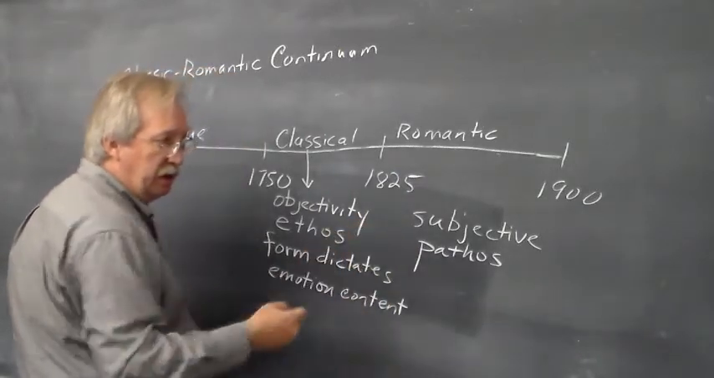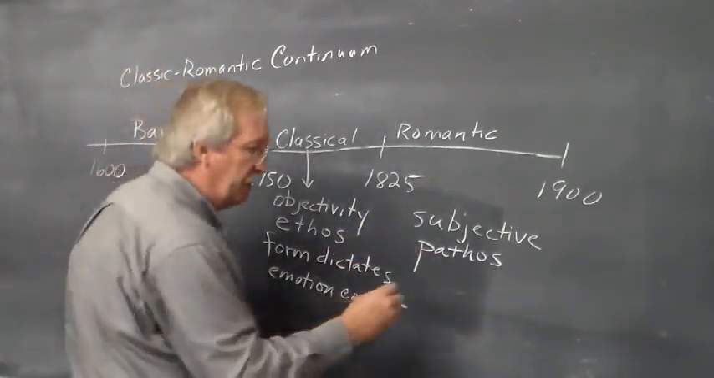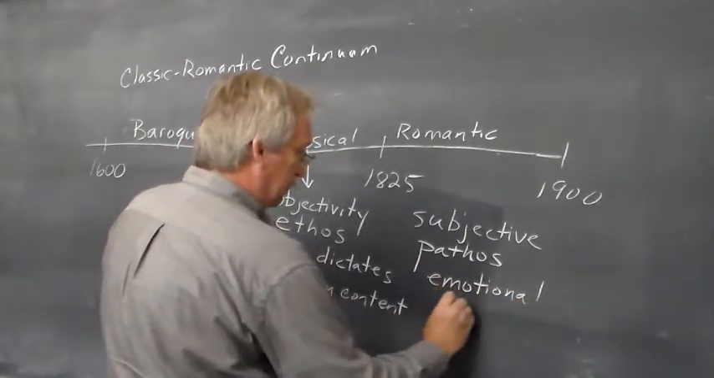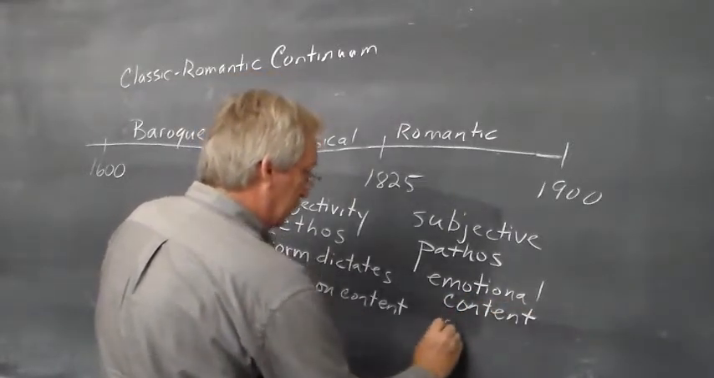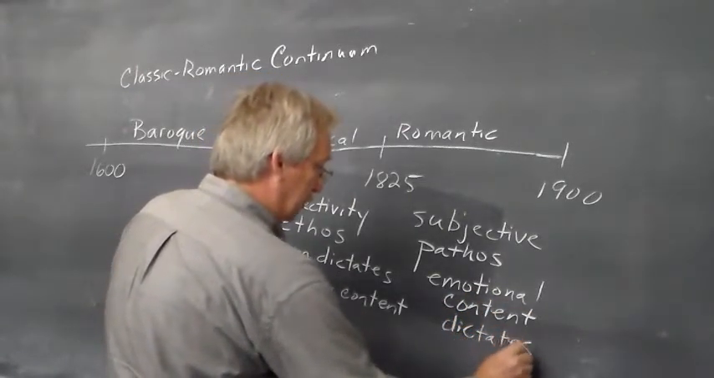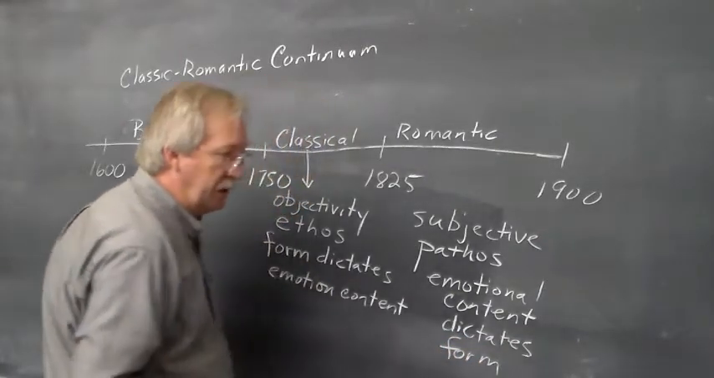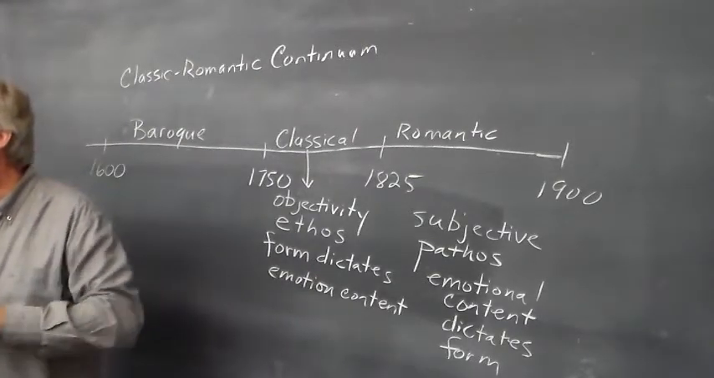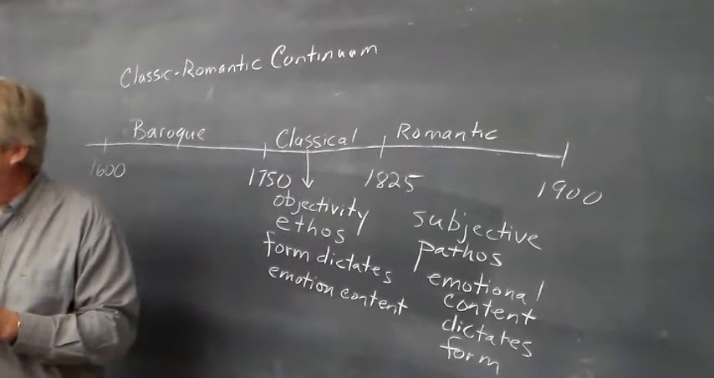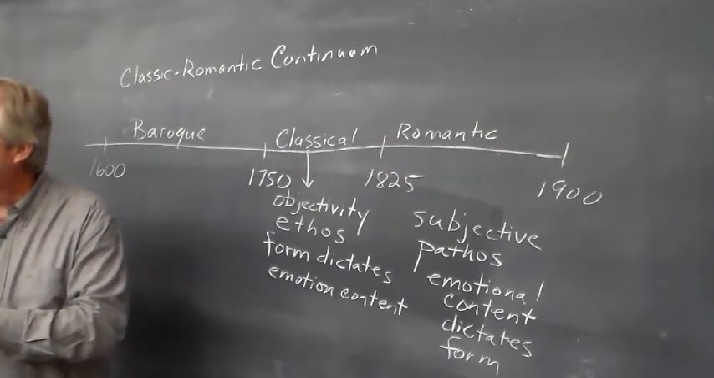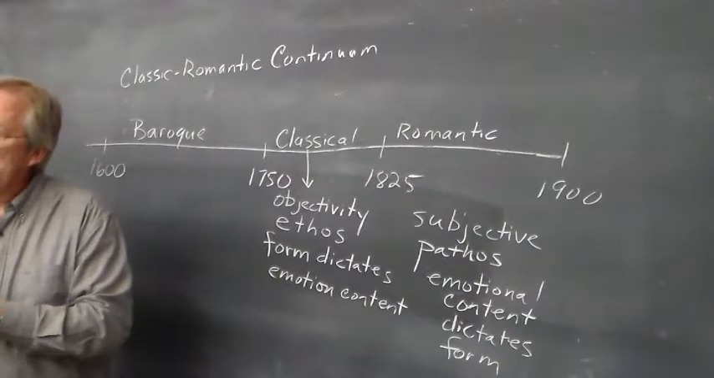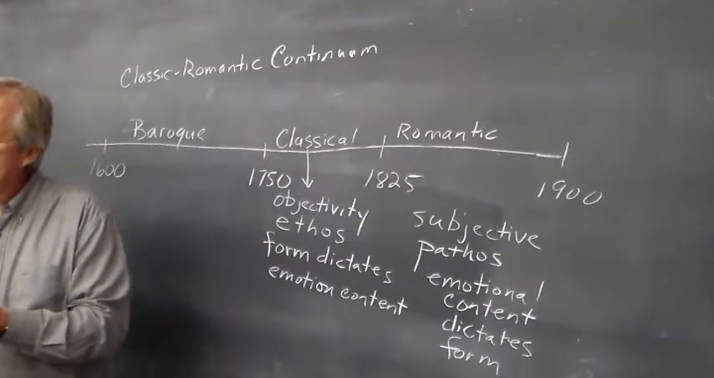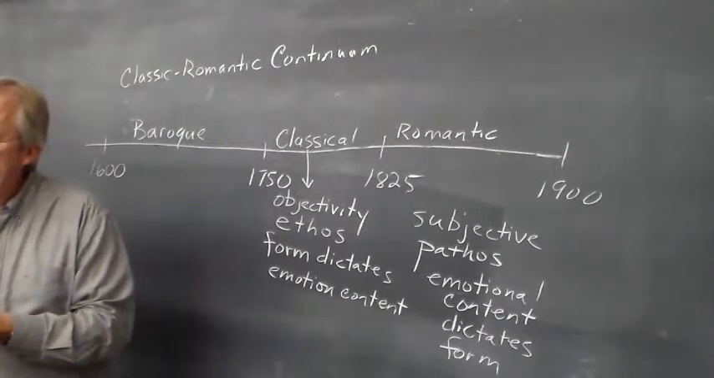In the romantic style, the more subjective style, it's just the opposite. And in that style it is the emotional intent of the composer that dictates the form. So it's just coming from different points of view as far as the relationship of those objective elements, which are the elements that are embodied by the principles that you study in freshman and sophomore theory.